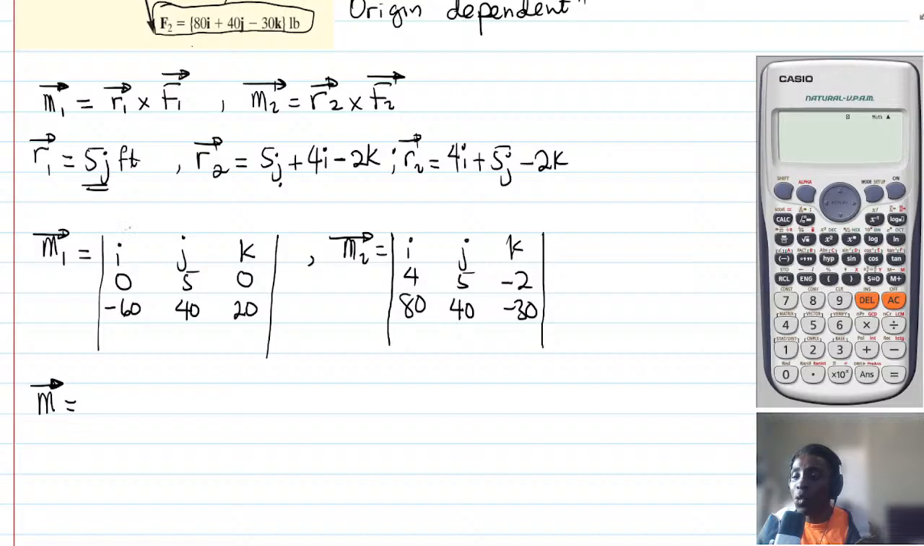So this is how we do it. How do we do the cross product? You stand here, cancel this column, cancel this row, and write the determinant. So you will get 5, 0, 40, 20. Then you put i here.